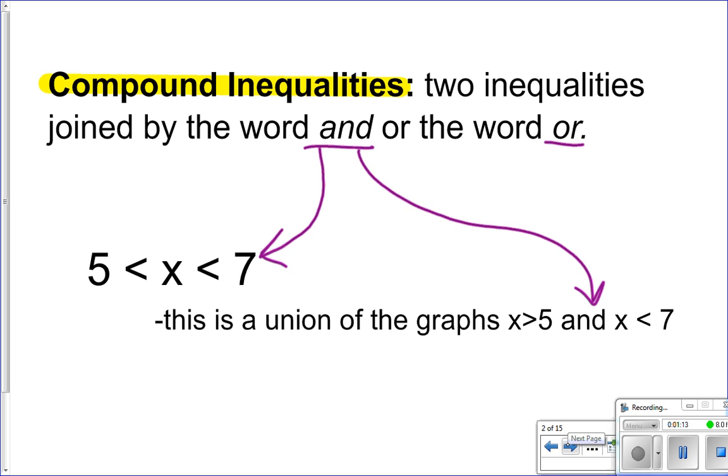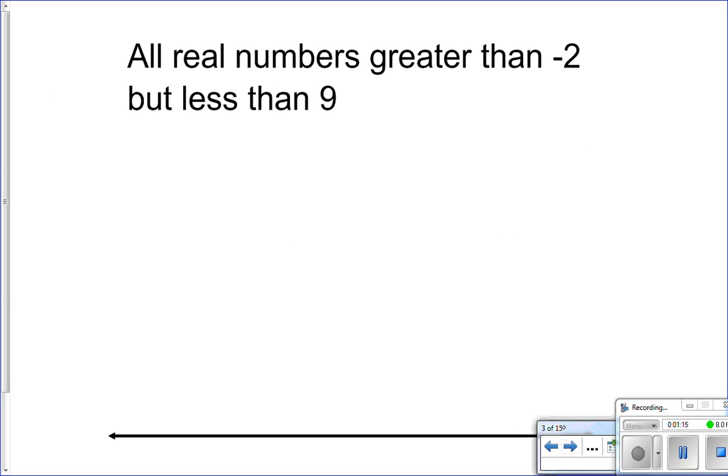So we're going to talk more about these inequalities. But first things first, let's deal with writing compound inequalities from words. I'm given the situation all real numbers greater than -2 but less than 9. So, we start out by doing the first part. It says all real numbers, so I'm going to represent that with the variable x, greater than -2.